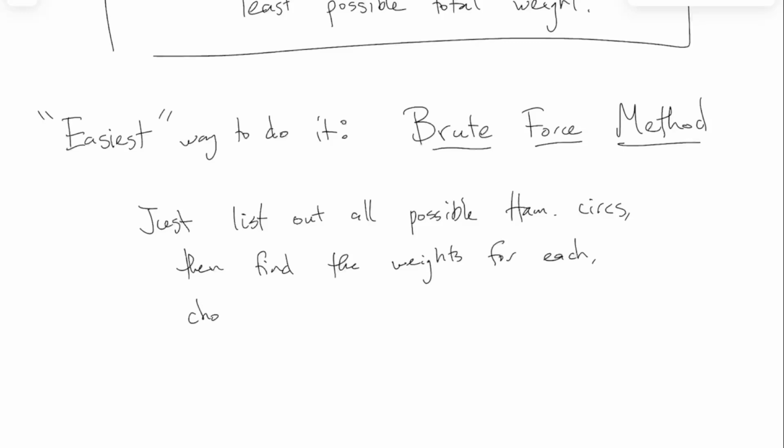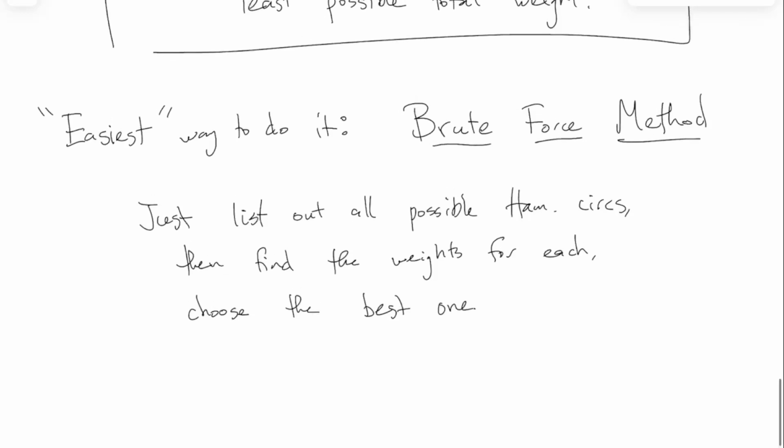And you choose the best one. That's all you've got to do. You just list out all the possible Hamilton circuits, then figure out the total weight for each one, and pick out the best one. Right? So let's try that on my example here.